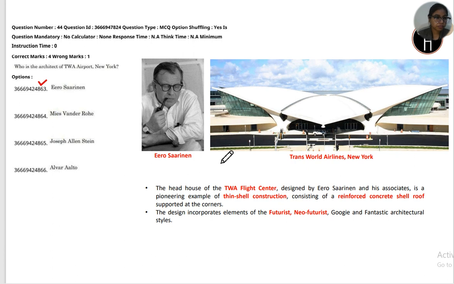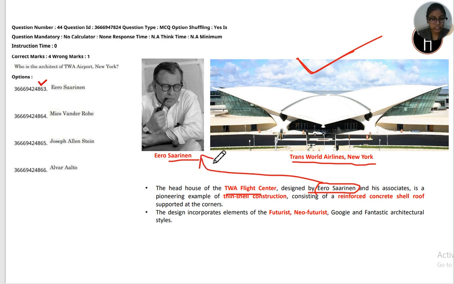Next is, who is the architect of TWA Airport, New York? The full form of TWA is Trans World Airlines, New York. This is the image of the Trans World Airlines terminal in New York. And the architect is Eero Saarinen. So the head house of the TWA Flight Center was designed by Eero Saarinen. So this is the name of the architect.